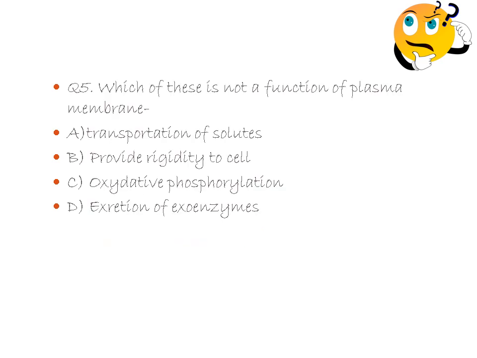Question 5. Which of these is not a function of the plasma membrane? A. Transportation of solutes, B. Provide rigidity to cell, C. Oxidative phosphorylation, and D. Excretion of exoenzymes. This is a bit tricky. Answer is B. Rigidity to cell. So we have seen that providing rigidity to the cell is mainly a function of the cell wall, whereas the other three options are more apt to the cell membrane. This is the main place where transportation of solutes, oxidative phosphorylation and excretion of exoenzymes take place.